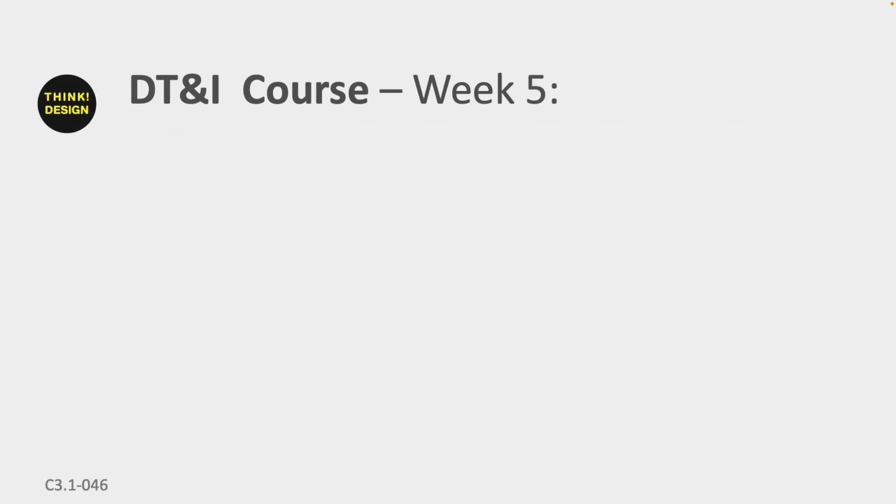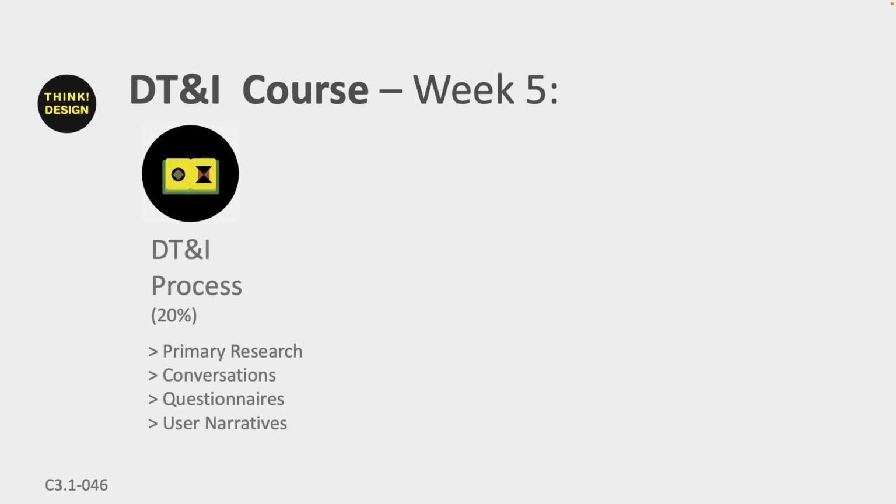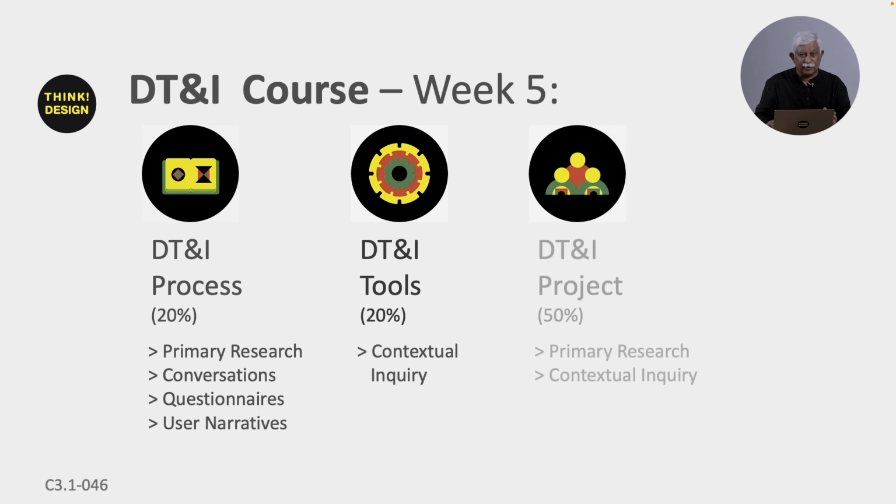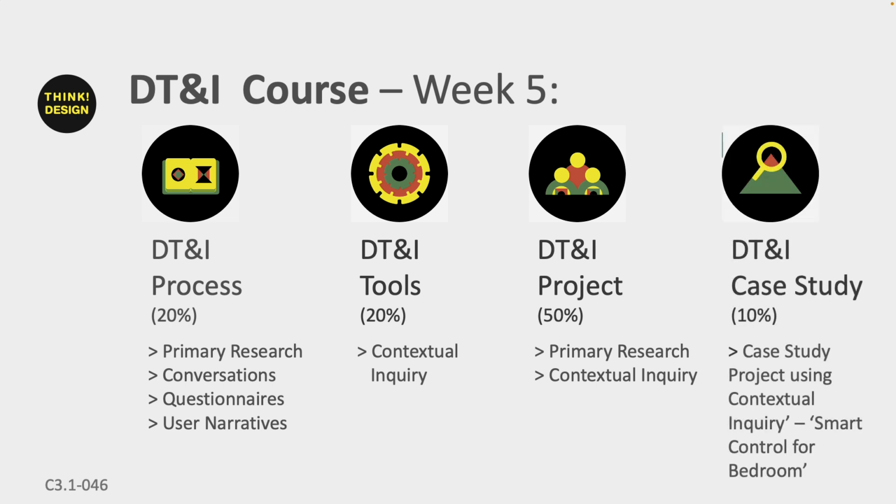Let's have a look at week 5, the coming week. We move on to primary research: how to do conversations with the users, how to administer questionnaires, how to get narratives out of users, and ask them to tell stories. We also look at a very interesting tool, the contextual inquiry tool. Then we apply it in the project. We do both primary research as well as contextual inquiry, and then have a project which makes use of this. It's a smart control system for bedrooms.